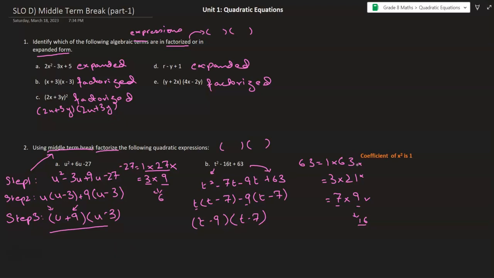Okay, sorry. I forgot to mention this part, that in these questions there's always a 1, the coefficient of the square variable is 1. In this case t square has 1, u has 1. So these are the steps for these kinds of expressions.